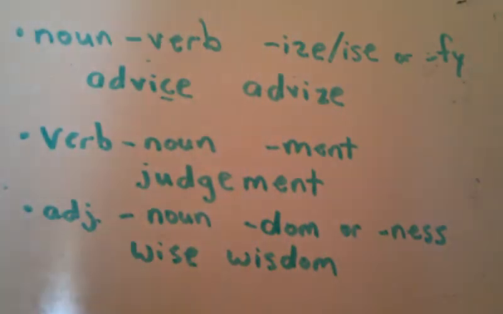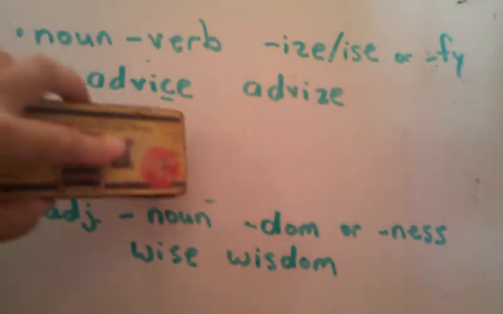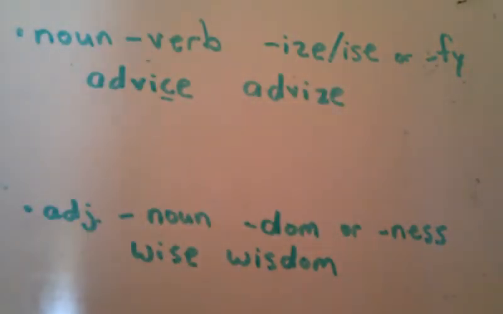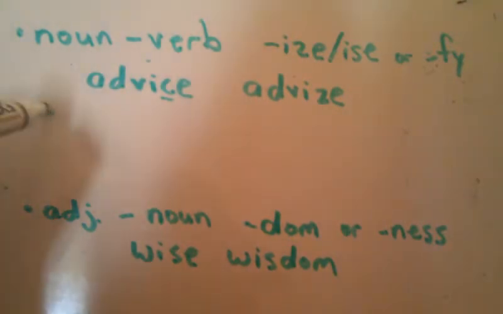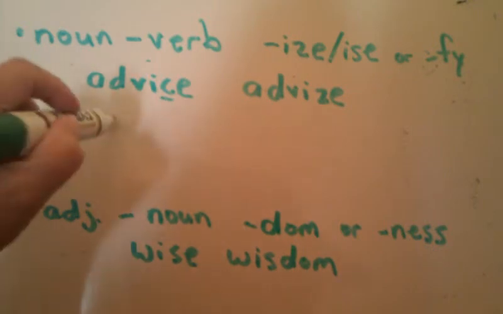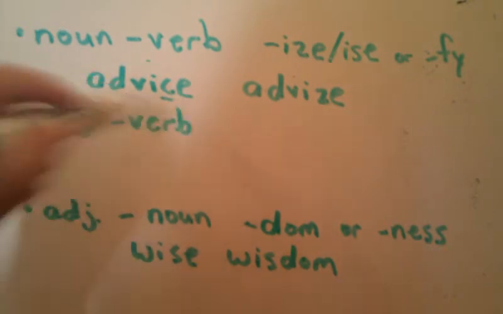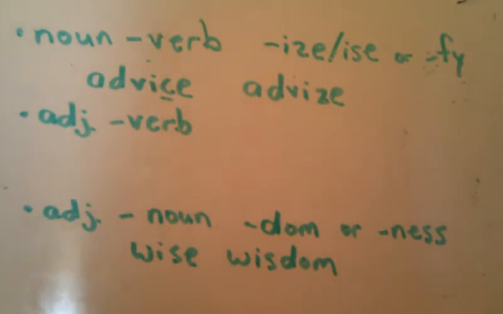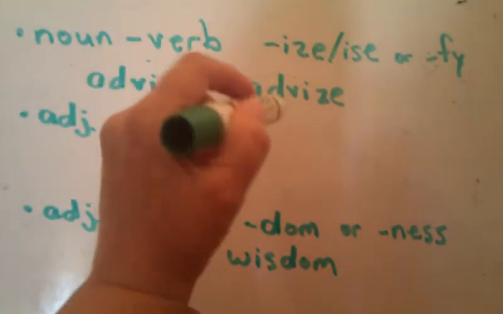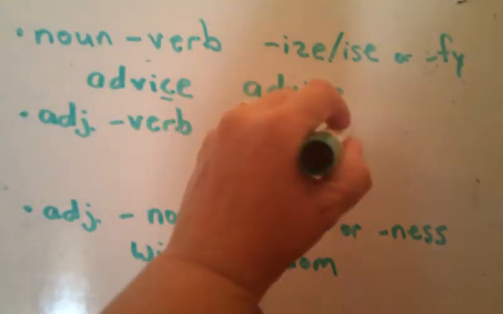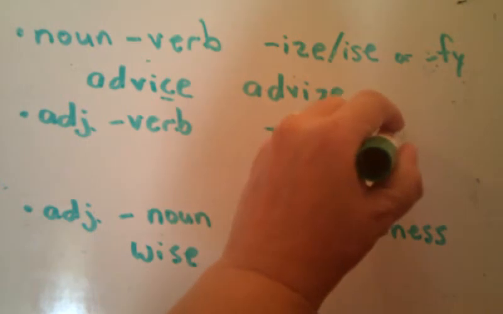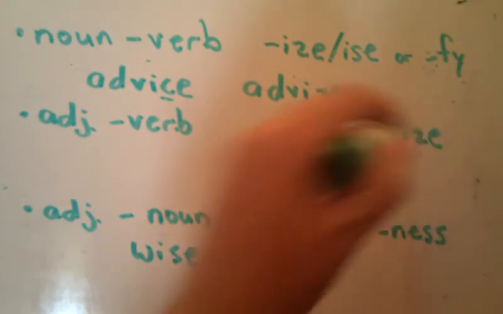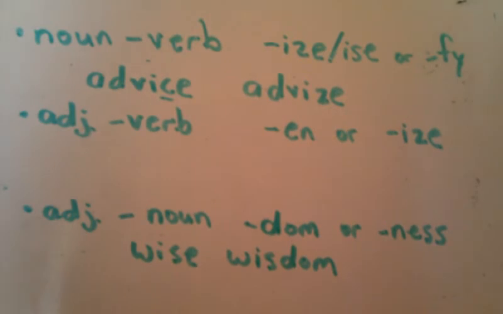Some suffixes can change adjectives to verbs. So if I want to change an adjective to a verb, I can add en or ize. Okay?